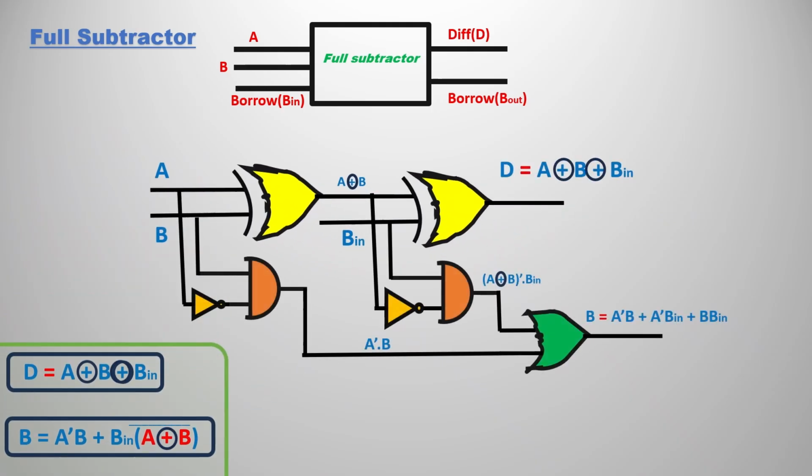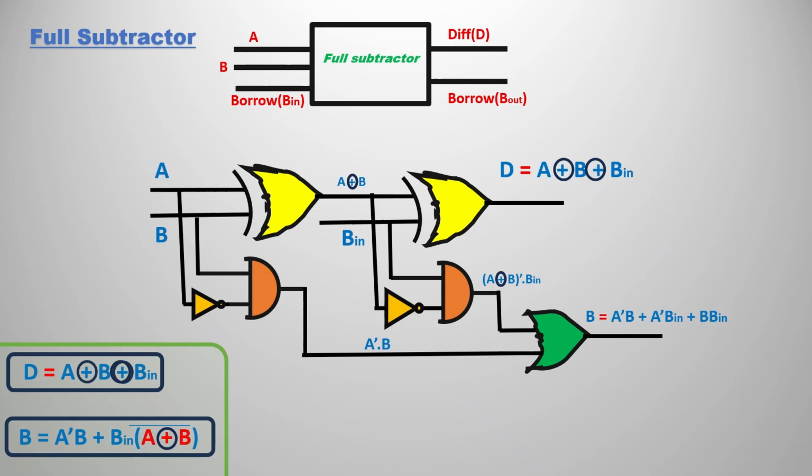Next main thing we are going to obtain in this is, with the help of the first formula of the borrow, we are going to construct the circuit diagram. If you observe, the formula is A bar B plus B in XNOR B. We already have A XOR B, just invert it. There we can observe we have two product terms: the first is A bar B, and the second one is B in into A XNOR B.